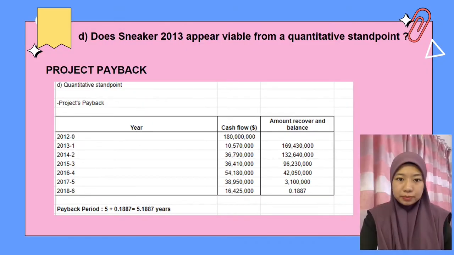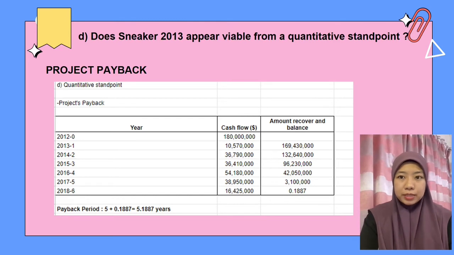For question D, does Sneakers 2013 appear viable from a quantitative standpoint? Firstly, we need to calculate the project payback. When we calculate the payback period, we get the answer, which is 5.1887 years for the 6 years.